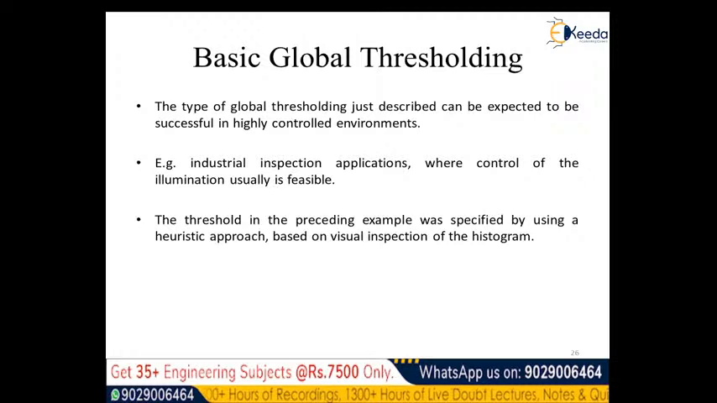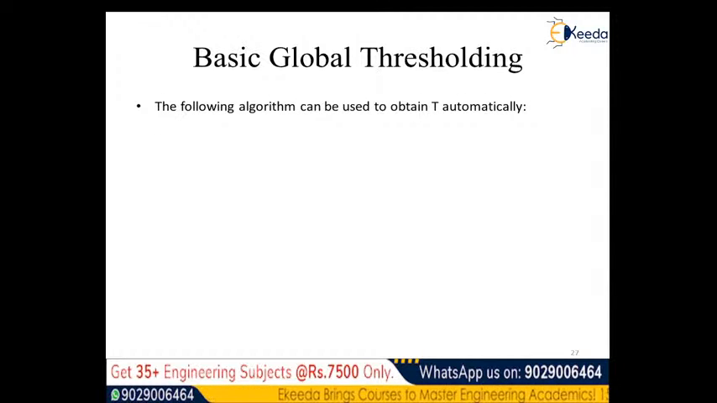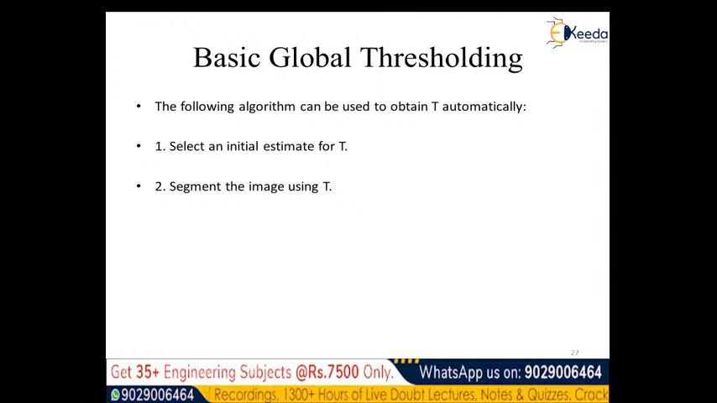Now for the basic global thresholding, let us discuss the steps, or we can regard it as the algorithm for processing the given image by global thresholding. We have a total of 5 steps. Let us have the algorithm that can be used to obtain capital T for carrying out the global thresholding. The first step will be to select an initial estimate for capital T. The second step is to perform segmentation of the image by using this estimated capital T.